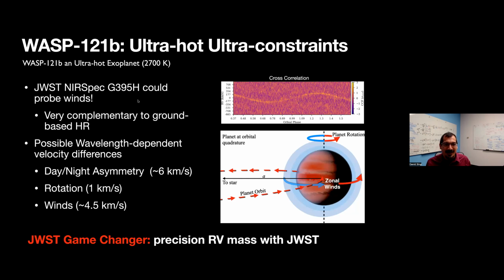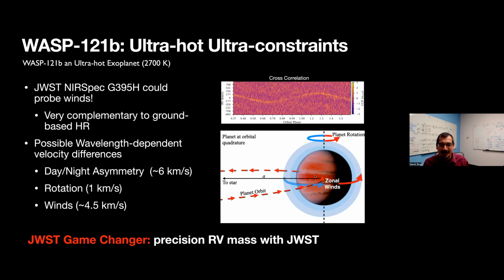This data set could possibly probe winds, and this could be very complementary to ground-based high-resolution work, which has been ongoing as well. And there's some results out in the literature about that. Because you can imagine there's velocity differences in the RV signal from several sources, such as a day-night asymmetry. The planet is a lot brighter on the day side than the night side, and so most of your flux is coming from the day side. So that gives an asymmetry.